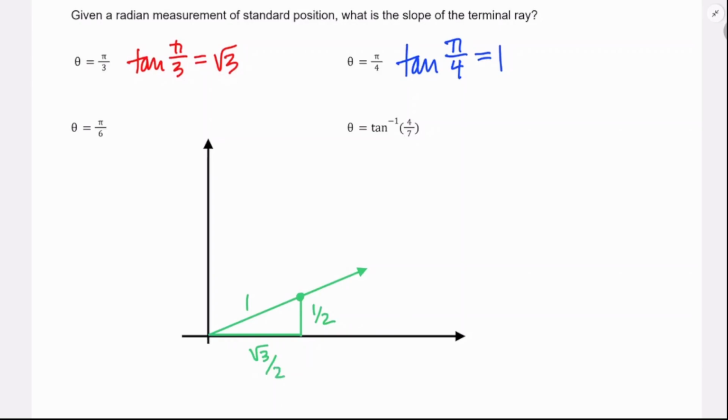I'm looking for tangent, or thinking rise over run, the vertical distance divided by the horizontal distance. So it's 1/2 divided by root 3 over 2. Dividing by root 3 over 2 is like multiplying by 2 over root 3. That's going to be 1 over root 3, which I could rationalize the denominator, multiply by root 3 over root 3, and then 1 over the square root of 3 is root 3 over 3. So tangent of pi over 6 is equal to root 3 over 3.